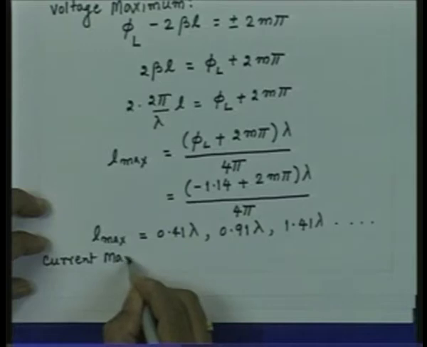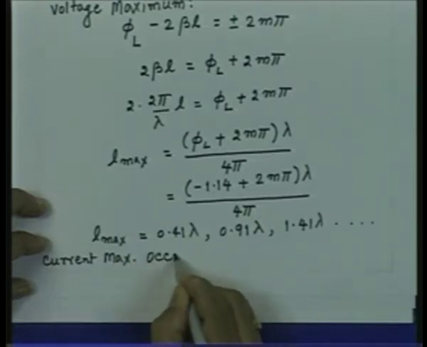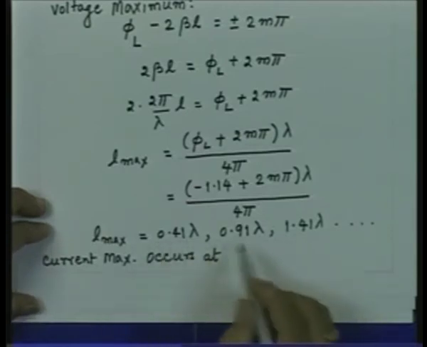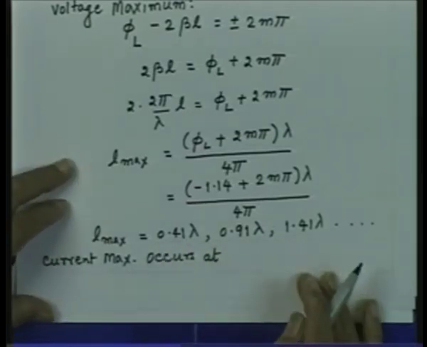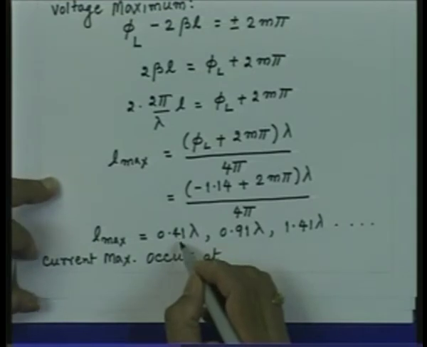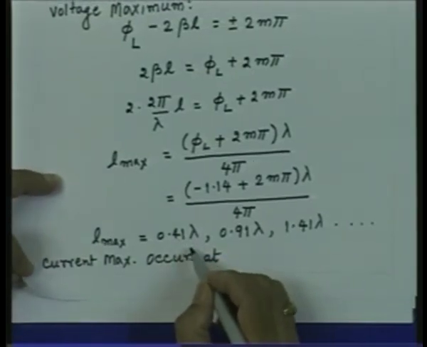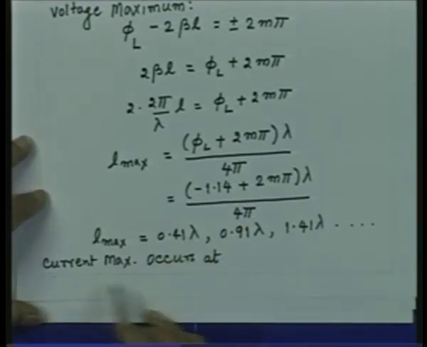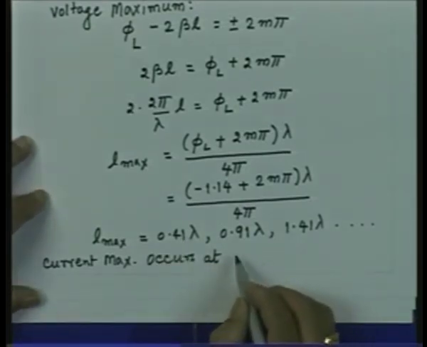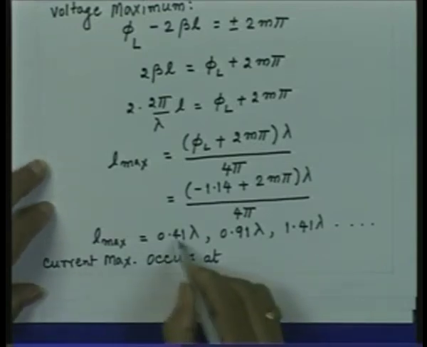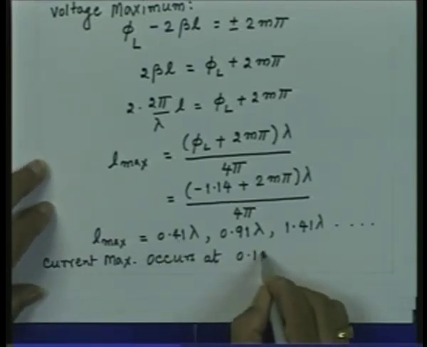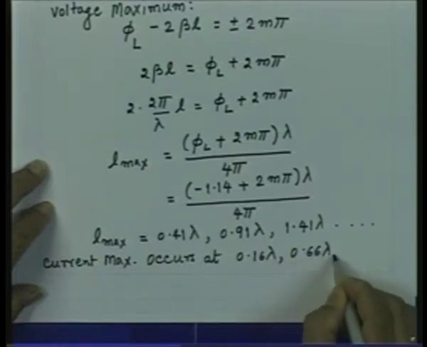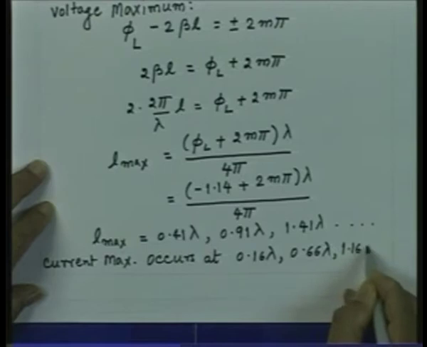Current maximum occurs at these values plus minus 0.25 lambda, and even if I subtract 0.25 lambda from here, I still get a positive length. So, I have to choose even that value of the distance. So, the location at which the current is maximum will be at 0.16 lambda, 0.66 lambda, 1.16 lambda and so on.